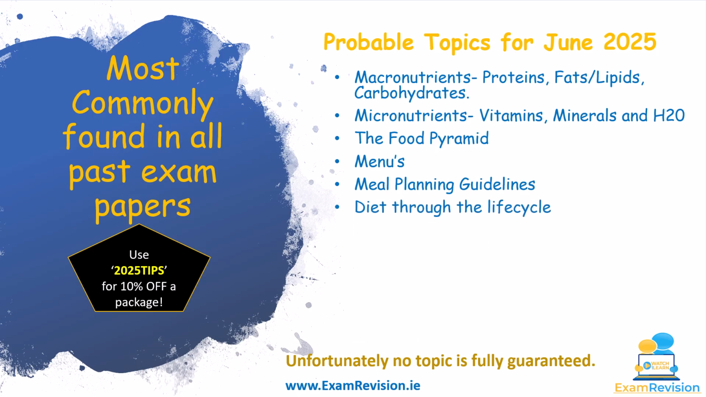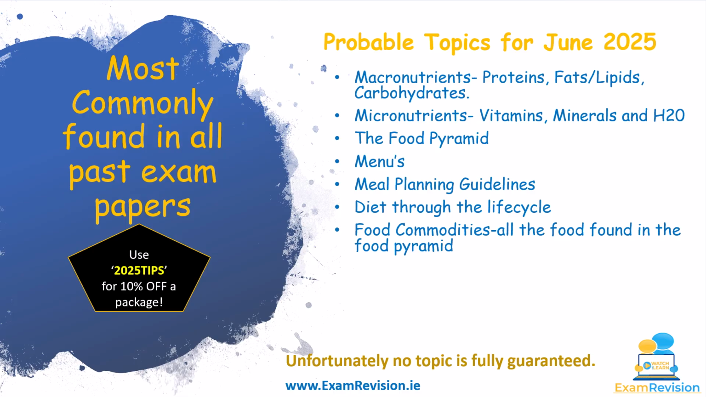Diet through the life cycle, so you could be asked to plan a menu for a specific diet. So it could be, for example, the elderly, it could be a teenager. You could also be looking at, for example, a special diet like diabetes, it could be cardiovascular disease, it could be celiac disease.